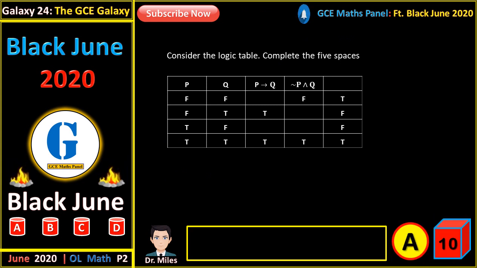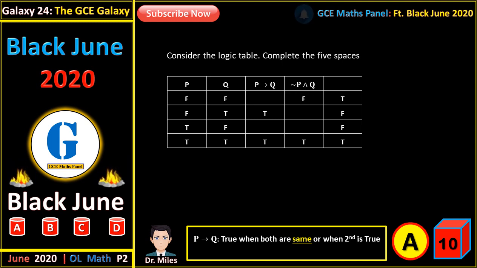Okay, you are given the logic table, complete the 5 spaces. Looking at this logic table critically, we see the implication, which is P implies Q. And P implies Q is true when both are the same, that means when both are false or both are true. It is true when both are the same, and it is also true when the second statement is true. Those are the only conditions for it to be true: both are the same, either false or true, or the second statement is true.